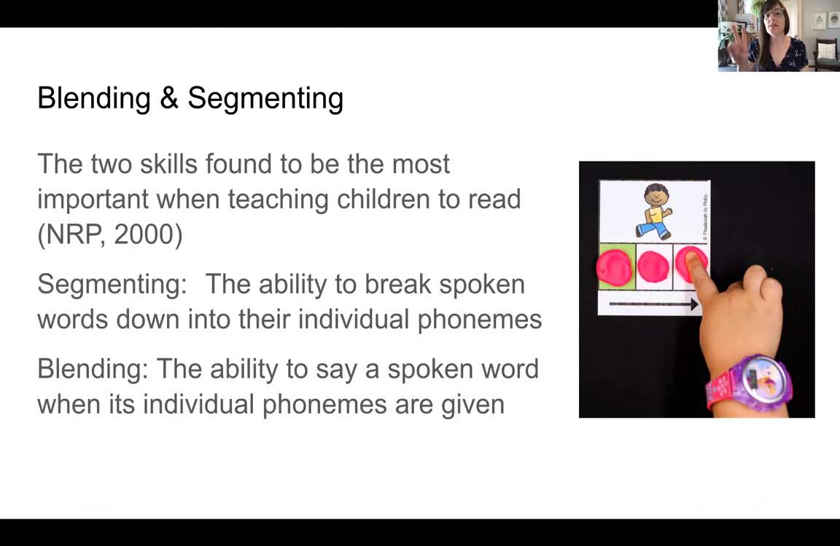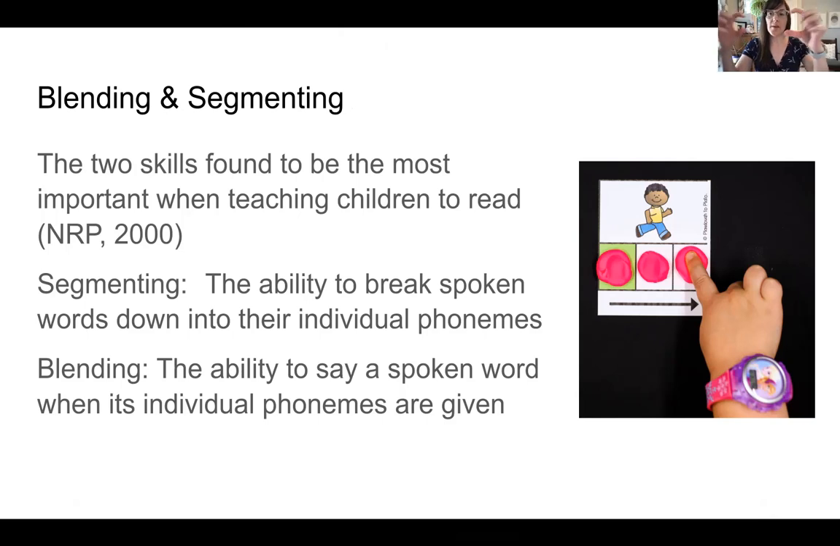The two key skills that are found to be the most important when you're teaching children to read, that foundational level of knowledge, are segmenting and blending. So breaking those spoken words down into their phonemes. I give you cat, you can say k, at, and this is an Elkonin box over here. So this would be, I give you the word run and you can go, and for each phoneme, you can move the clay up.